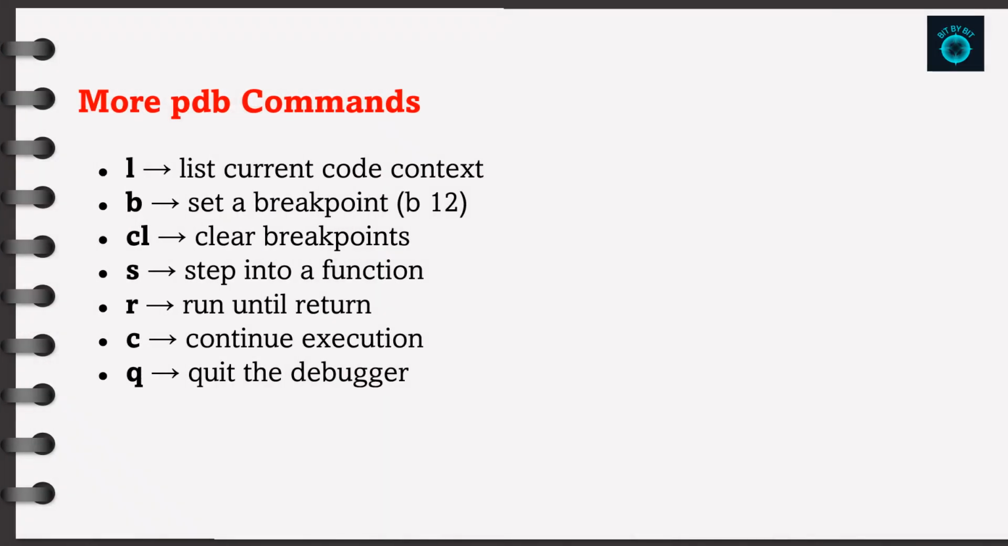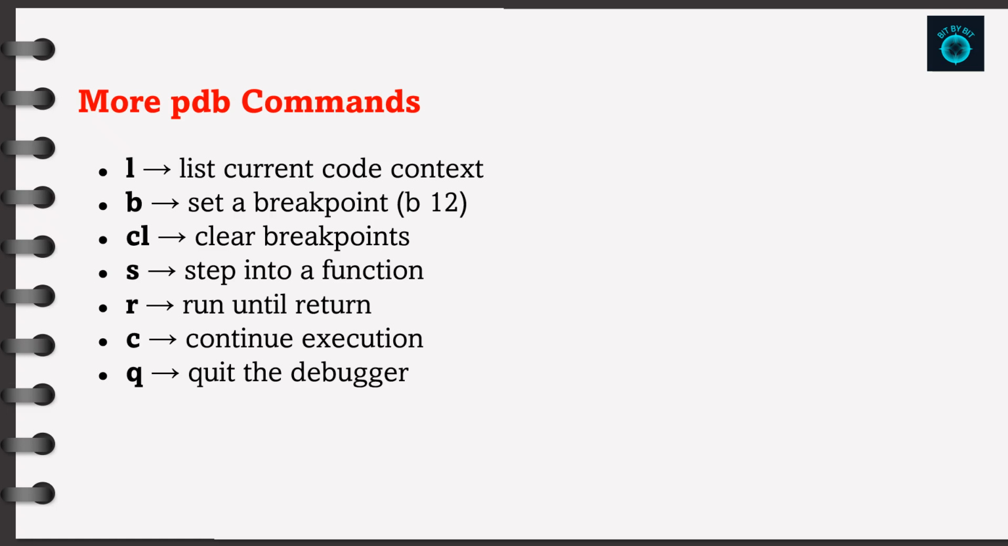More PDB commands. Let's explore some more useful PDB commands to help you navigate and control code during debugging. First, use l, short for list, to display a few lines of source code around the current line. This helps you see what's happening nearby. To set a breakpoint, use b followed by a line number. For example, b 12 sets a breakpoint at line 12. You can set multiple breakpoints, and when the program reaches one, it will pause. To remove all breakpoints, type cl, short for clear.